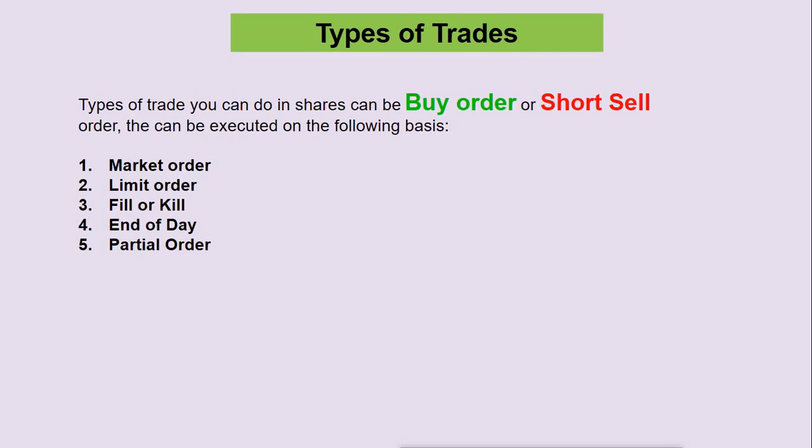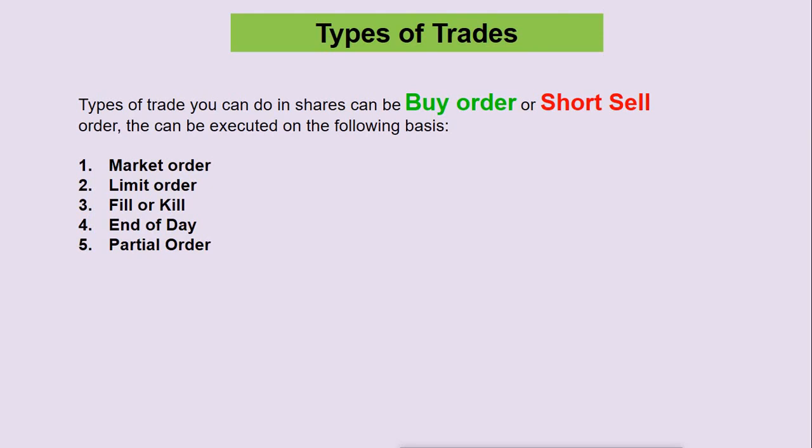Now these orders can be executed on different bases. There is what is called a market order. A market order is whereby you place an order and say, I want to buy shares in company X or sell shares in company X at the prevailing price of the market. So as soon as that order goes through, you get a confirmation that your order has been executed and you are now holding the shares that you have requested.